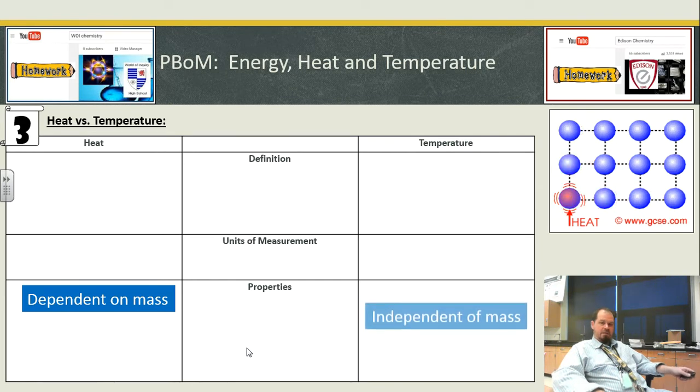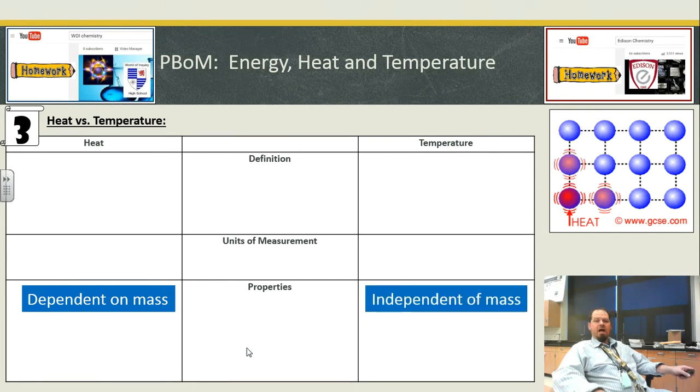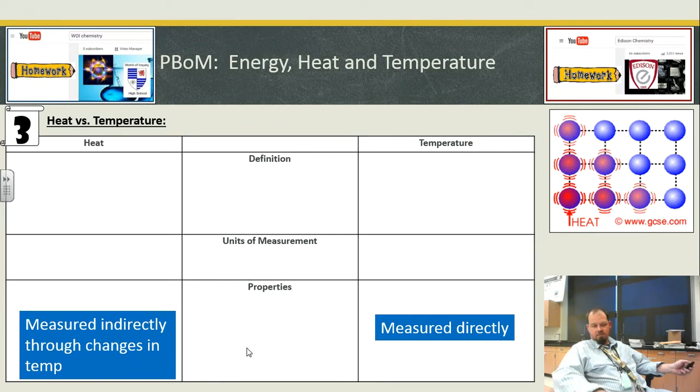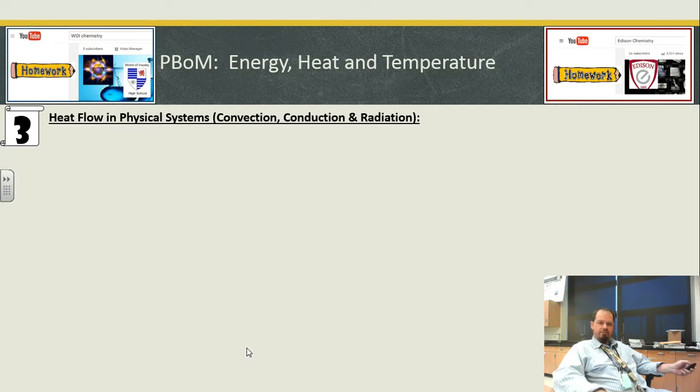I need to make sure we're all clear. Temperature is not dependent on mass. It's a direct measure. It just measures the temperature. We measure heat indirectly through changes in temperature. That's when we use that calorimeter. And that's how we measure heat. We basically burn it and see what happens to the change in the water temperature. Temperature, we measure directly, not indirectly. We literally use a thermometer, you call it what you want, and that's what we use to measure the temperature, directly.